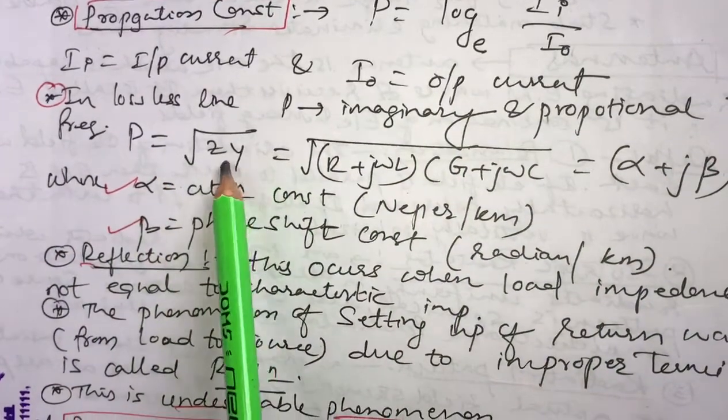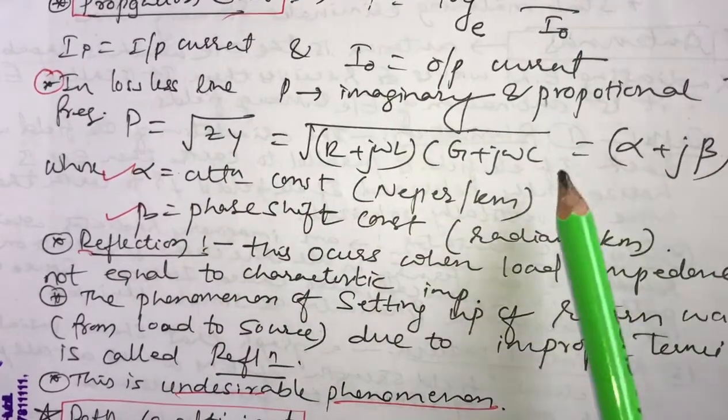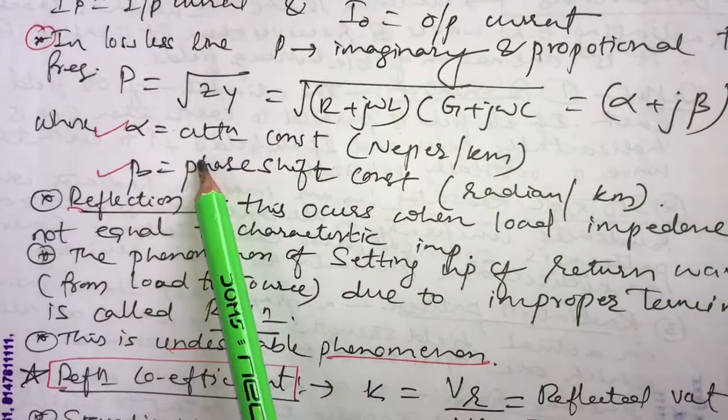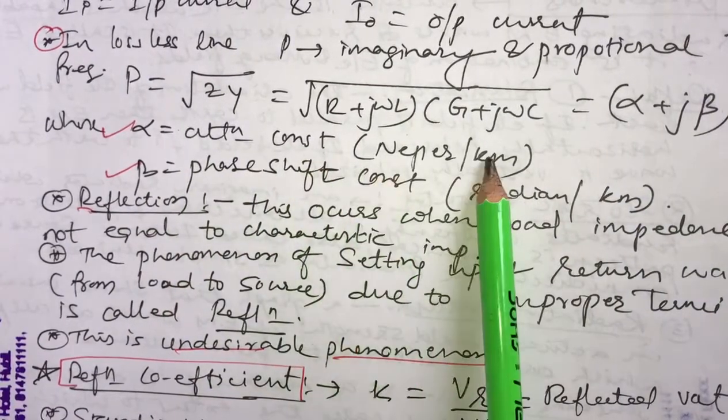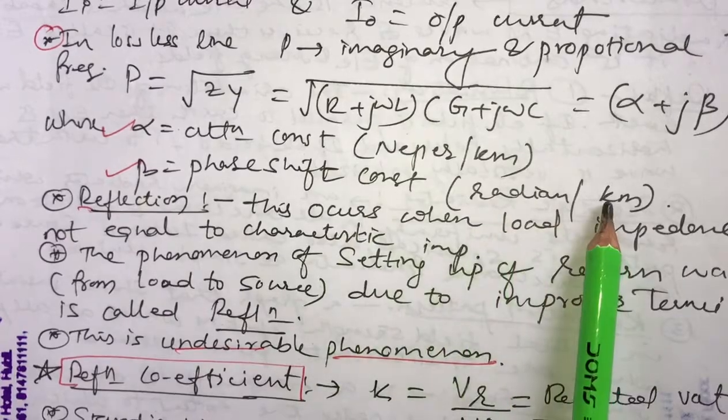P is equal to the square root of ZY, where Z is R plus j omega L, Y is G plus j omega C, and it is equal to alpha plus j beta. So it's a complex form where alpha means attenuation constant, measured in nepers per kilometer, and beta is the phase constant, which we measure in radians per kilometer.